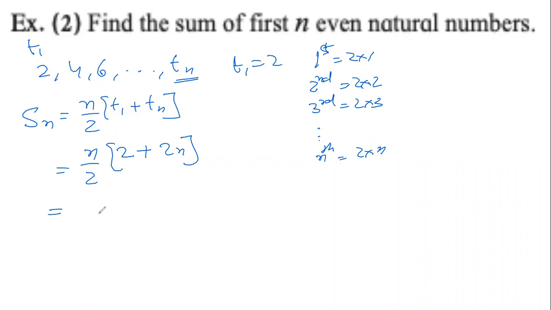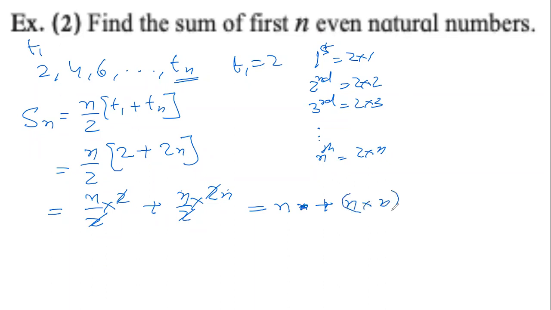Now when we do this multiplication, n by 2 into 2 plus n by 2 into 2n. 2 and 2, when we divide, so now n is n. Now n into n, there is a plus sign here, and n into n. Now there are two terms, one n and n square. So we can take n common. We are left with this.